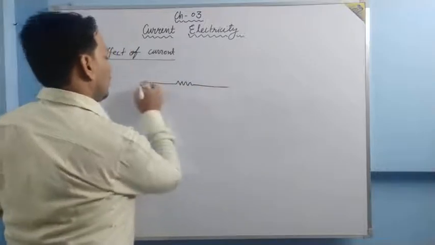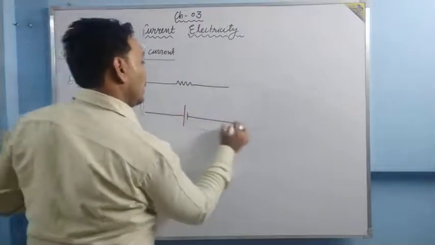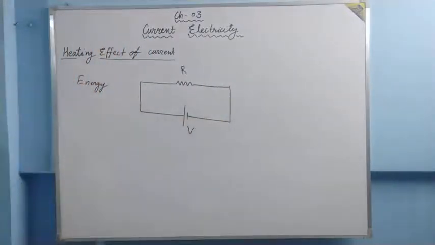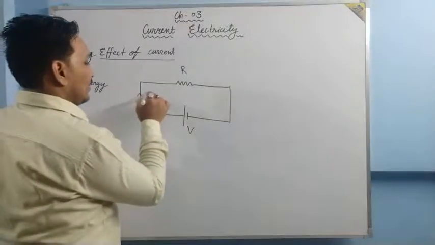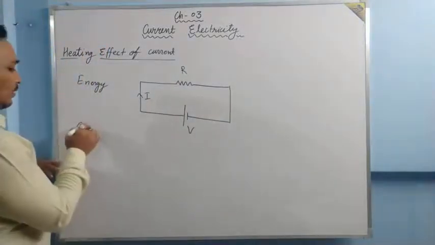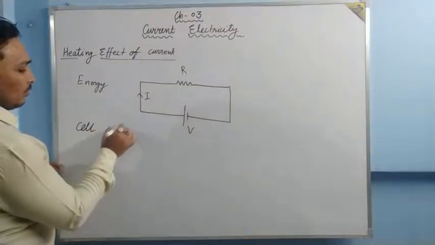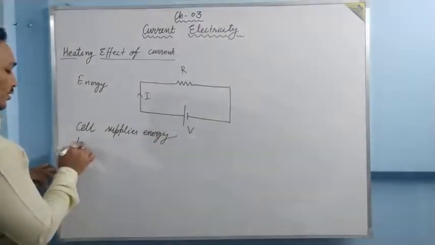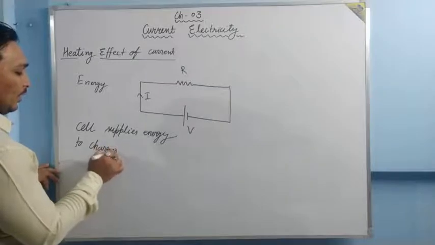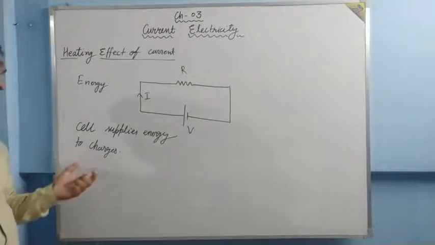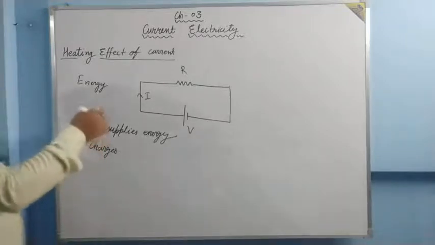As we have done in chapter number 3, when a cell is connected across a resistance R, let us suppose the terminal potential difference of the cell, or the EMF of the cell, is V, then there is a current in the circuit and that current is I. What actually does this cell do? Cell supplies energy to the charges, and the charges use this energy to overcome resistance.